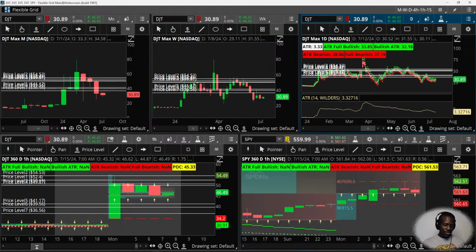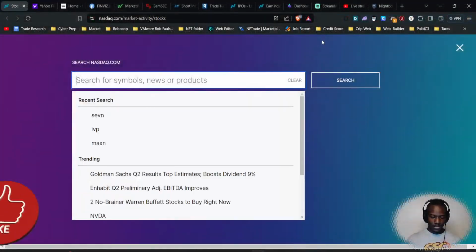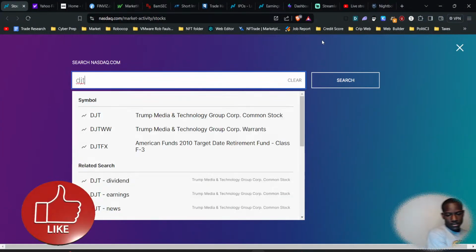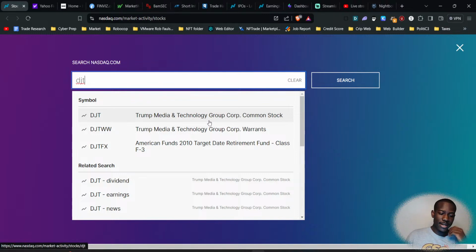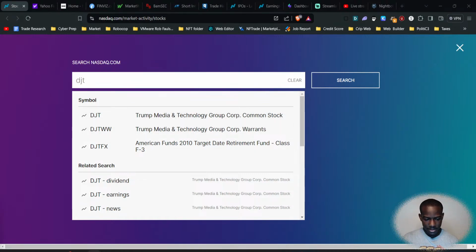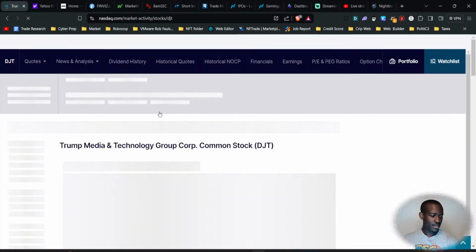Let's go and look at what press releases, if any, were released on this one. So they got the warrants out here. They got DJTWW. And I wonder if the warrants are going to be moving as well. I need to go check that. Let me put that over here. DJTWW. Oh, it is up as well. It's $34 and it's up a little bit more with 78% up. So let's check these out real quick.